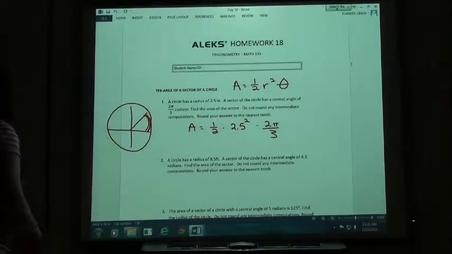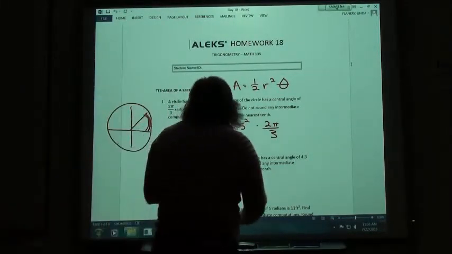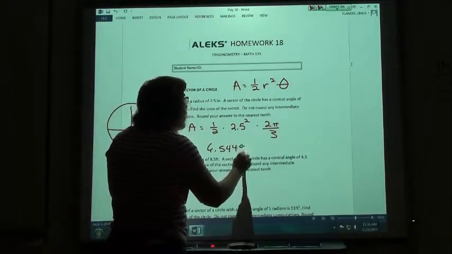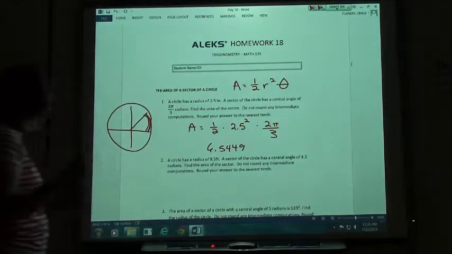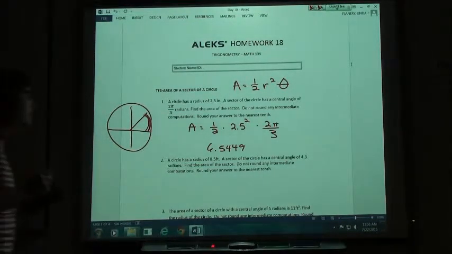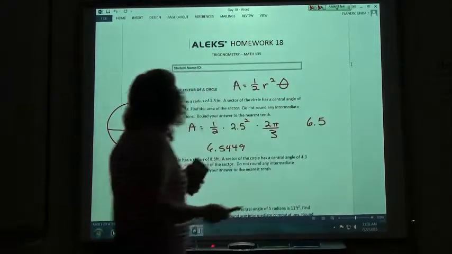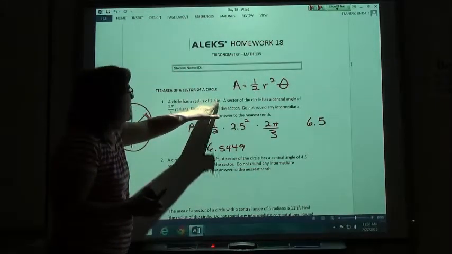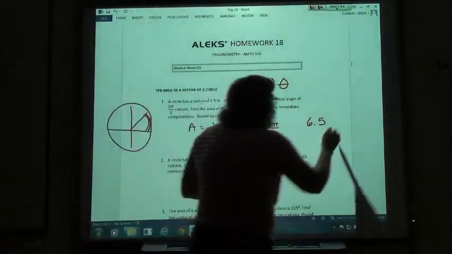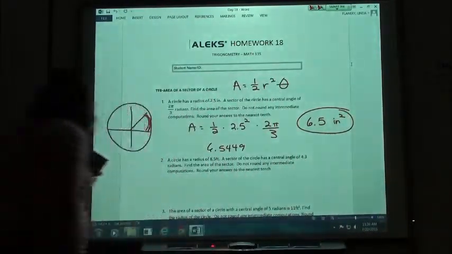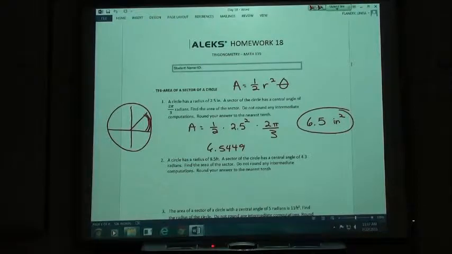And so when I hit equals here, I get 6.5449. I'm rounding to the nearest tenth, so I didn't really need to take it that many places, so 6.5. Since I'm finding area, I'm in inches, so area is inches squared. So 6.5 inches squared would be my answer.